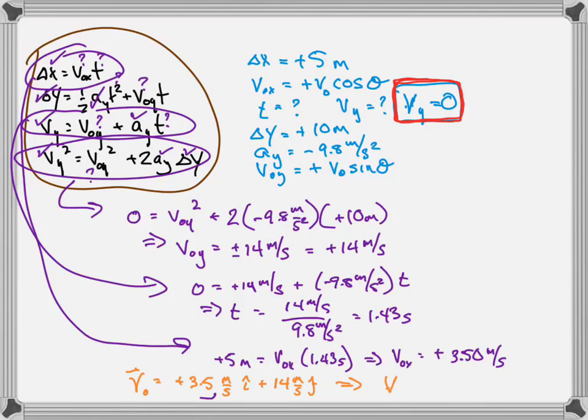So the minimum speed, V0, the magnitude, is the square root of 3.5 squared plus 14 squared, which is equal to... So the speed is 14.4 meters per second, and that really answers the whole question. There's the velocity, there's the speed.